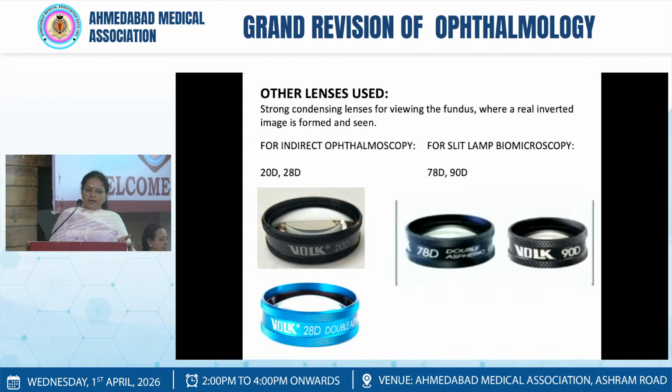Then other lenses, there are 78 and 90 diopter and 20 diopter lens. Plus 20 diopter lens is used in indirect ophthalmoscopy. 78 and 90 diopter lens is used while doing the stereoscopic examination of the optic nerve head and macula while the patient is seen on the slit lamp. Right?